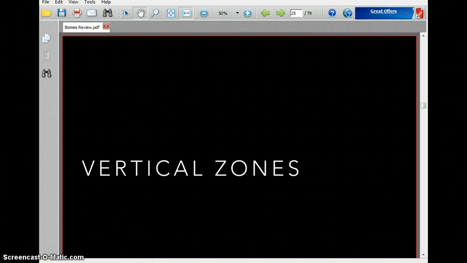Alright, so now we're going to go over the vertical zones of the ocean.